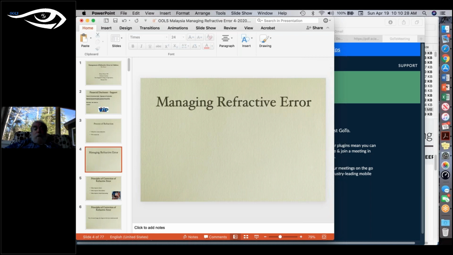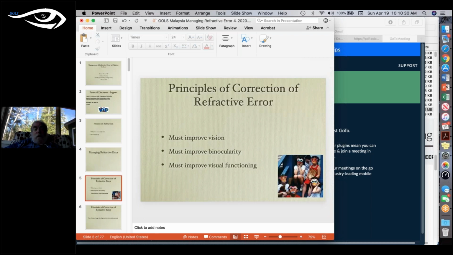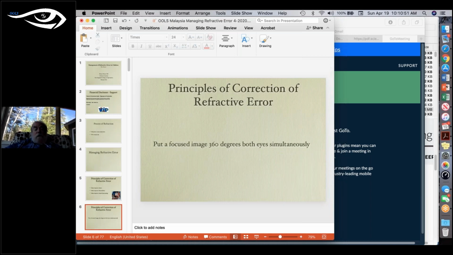We talked a little bit about managing refractive error, and I said that there are 3 principles that I feel are really important. I will not provide refractive correction unless I believe it's going to improve vision or improve binocularity or improve visual functioning. And I really strongly believe that. Now, I also said, and I think this was probably the single most important thing I said last time, probably the most important thing I'll say today.